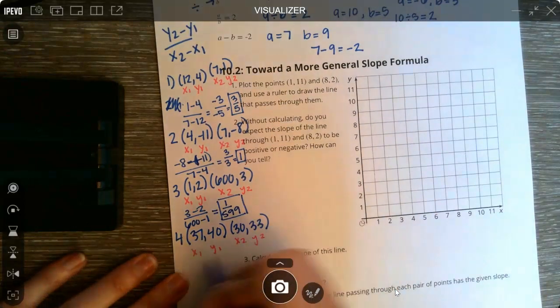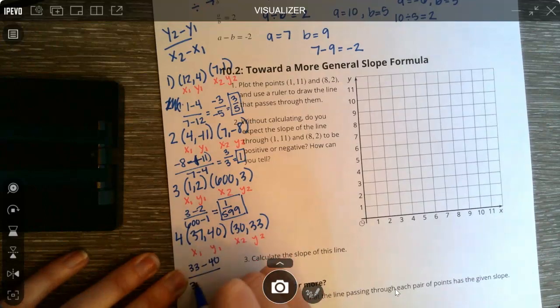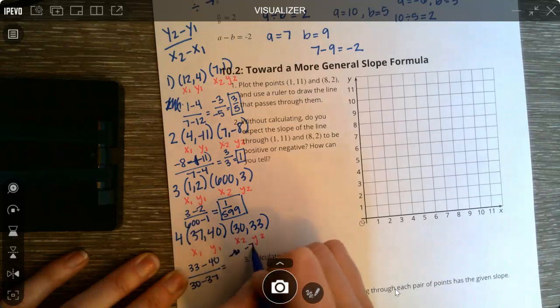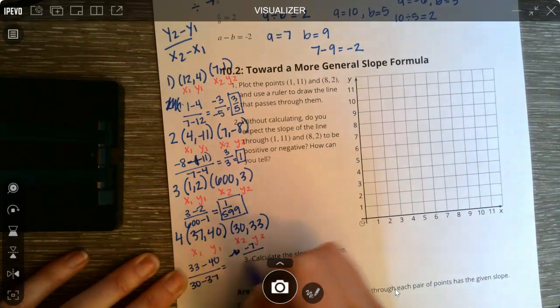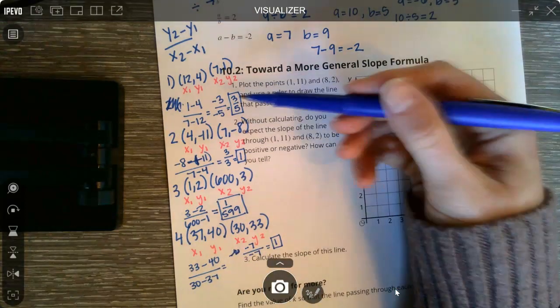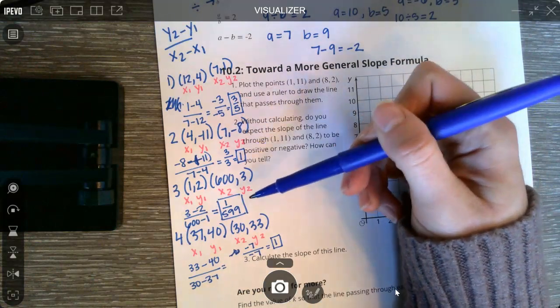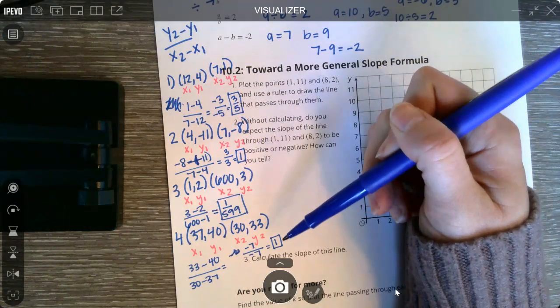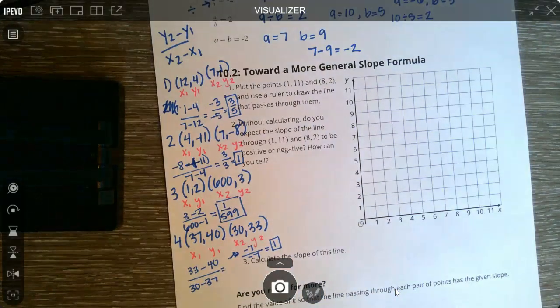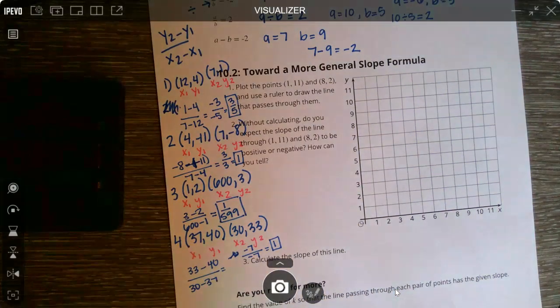Then I've got 33 minus 40 over 30 minus 37. I've got negative 7 over negative 7. Okay, so you should have 3/5, 1, 1/599, and 1. Again, it's a little squishy on my paper, but you get the drill. Okay? Alright, going on to our next problem.